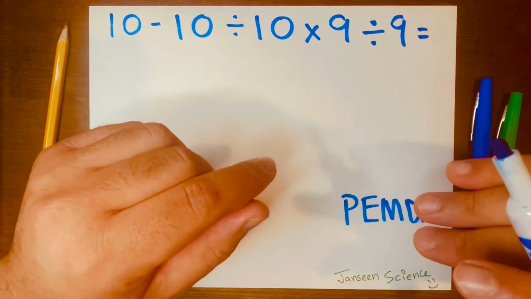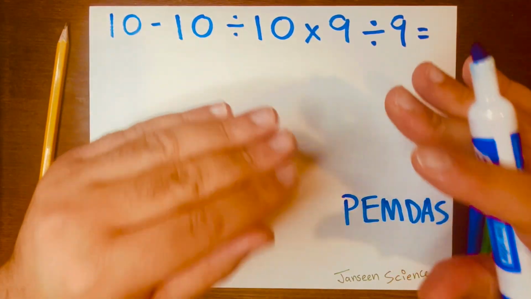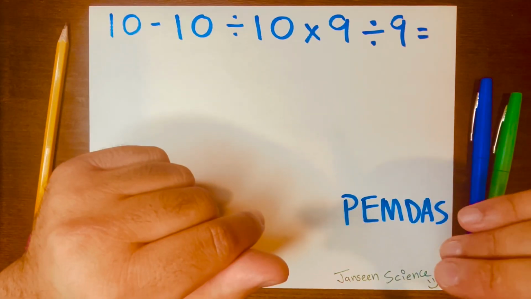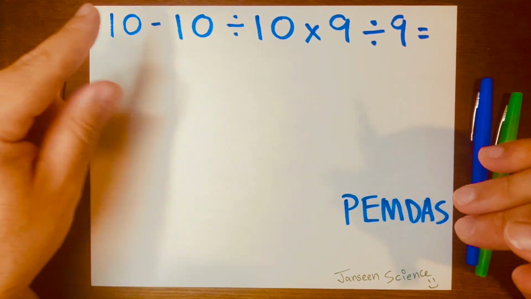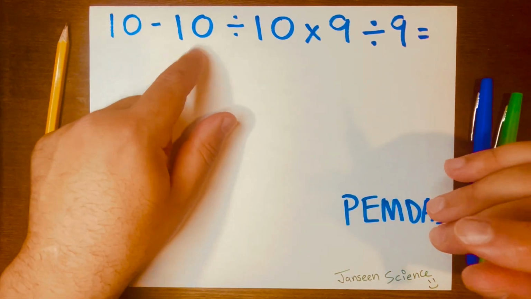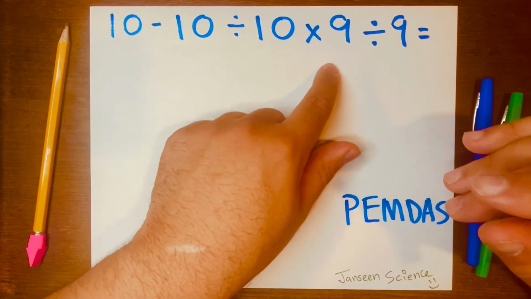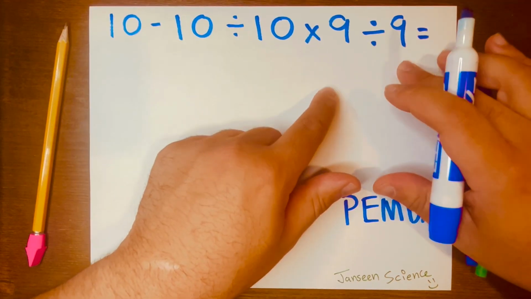Hi everyone, today we're going to tackle a problem that looks difficult or tricky to solve, but it is not. I promise by the end of this video, you'll be able to solve 10 minus 10 divided by 10 times 9 divided by 9.